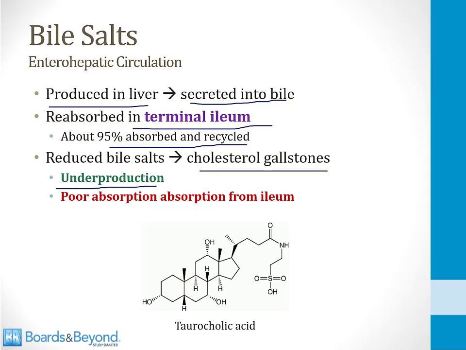The second way is if you have poor absorption for any reason from the terminal ileum. That also can lower the bile salt pool in the body and place patients at risk for cholesterol gallstones. On the screen here is the structure of taurocholic acid. I talk about this in more detail in the bile modules, but I just want to remind you that it's got this very polar end which helps to dissolve cholesterol in water. So you can imagine that if you lose taurocholic acid and other bile salts, it makes it harder for the cholesterol to stay dissolved in bile, and that promotes stone formation.